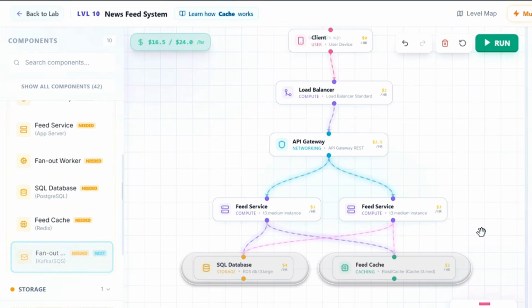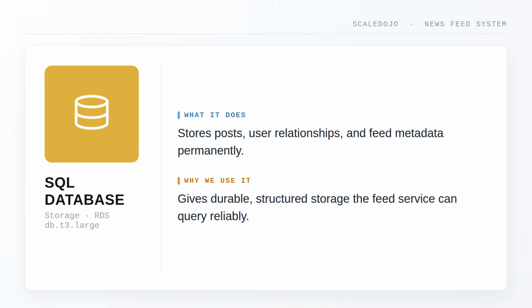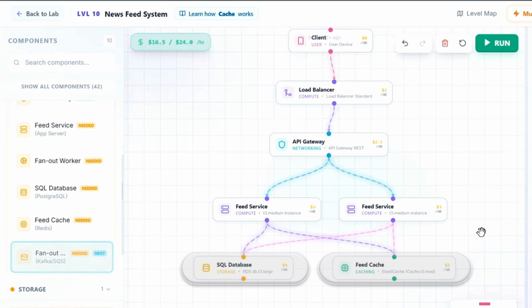However, if the requested feed is not found inside our cache memory, we have a cache miss. In that case, the feed service queries the SQL database to retrieve the required posts and construct the user's timeline. The SQL database acts as the single source of truth whenever the cache data is unavailable. So here, the SQL database stores all the main and permanent information which is required by our system. It contains posts and structured information necessary for generating user timelines.